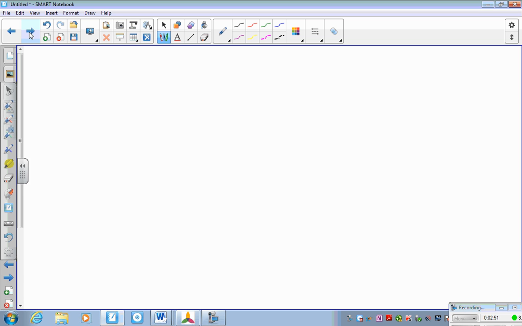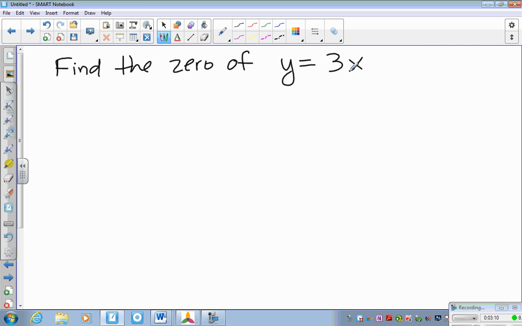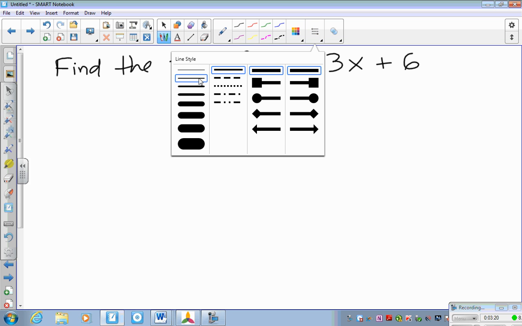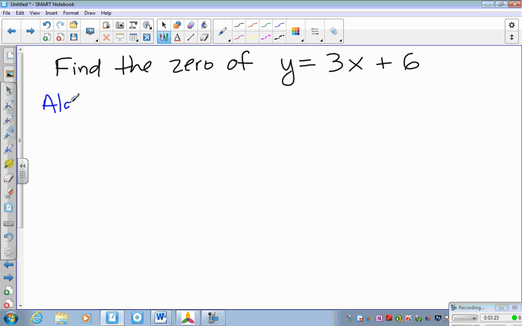I could ask you this in one of two ways. I could give you something like, find the zero of y equals 3x plus 6. So there are 2 ways to solve this problem. You could solve it algebraically, which is what you guys are very accustomed to, or at least you should be. Algebraically means use your algebra, your manipulation skills to move stuff around and solve.